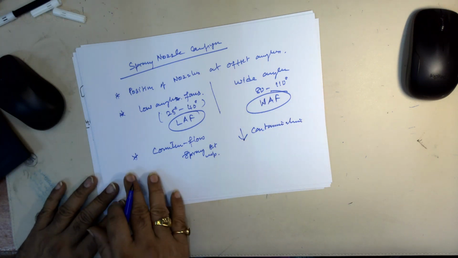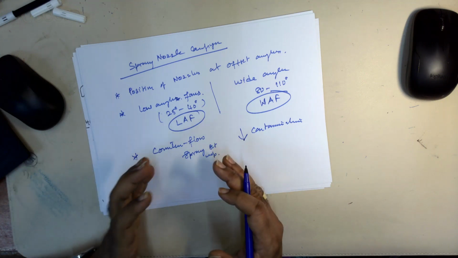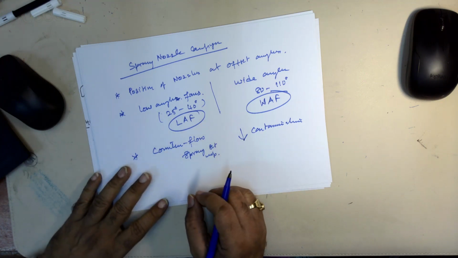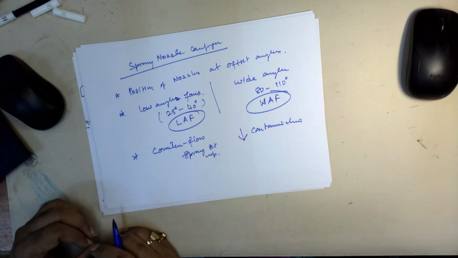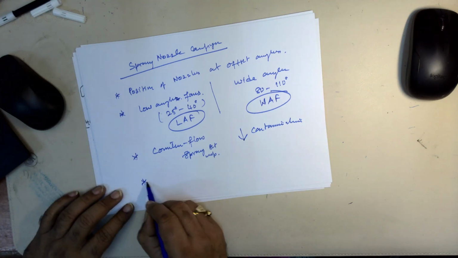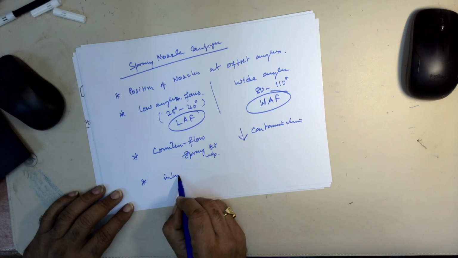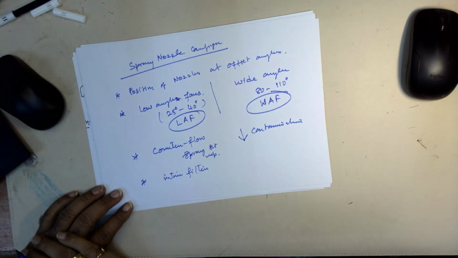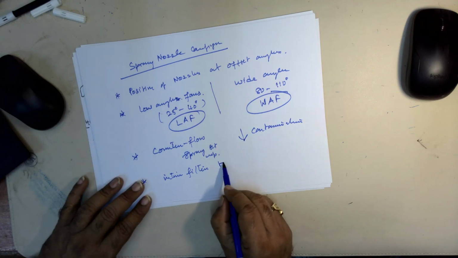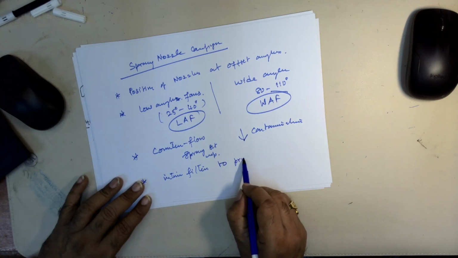And we should consider quick release and clip-on nozzles also for quick changeover. And you can insist on an inline filter also, so that it will prevent clogging.